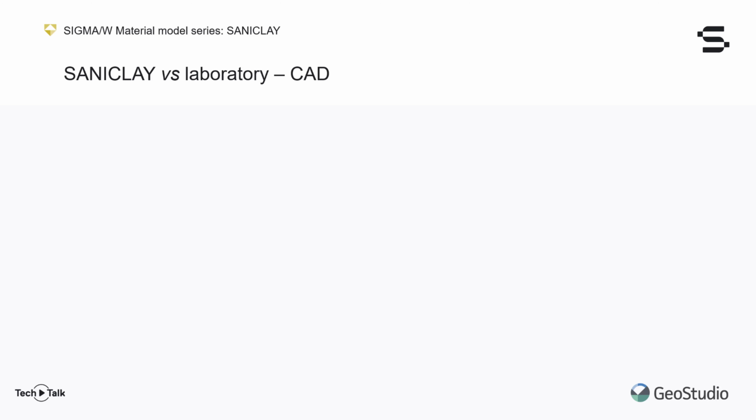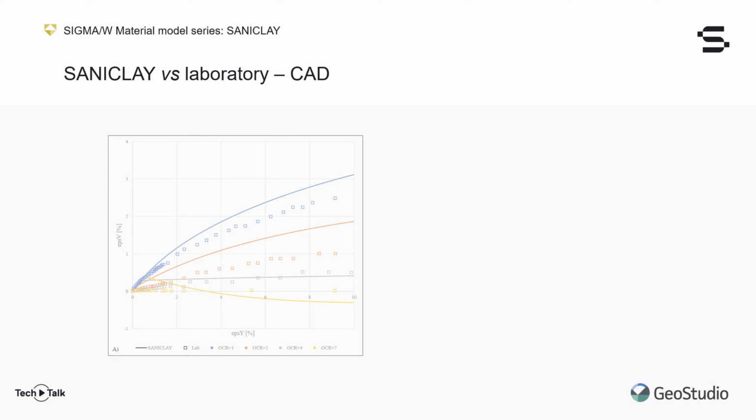Now that we have seen how to use SANICLAY in sigma W to perform anisotropically consolidated triaxial tests, let's have a look at how the model performs compared to the laboratory data for lower Cromer till. These are the results for the volumetric behavior. The lines represent the SANICLAY results from sigma W, while the squares represent the laboratory values.